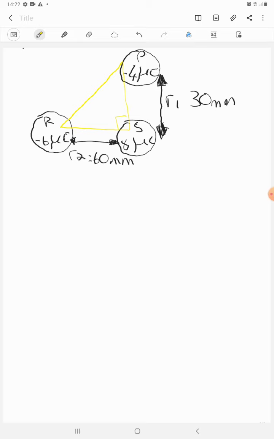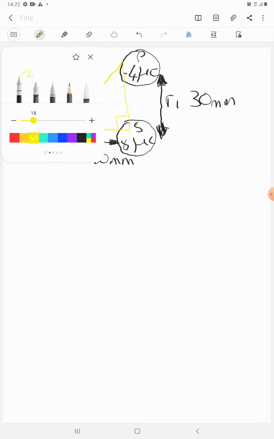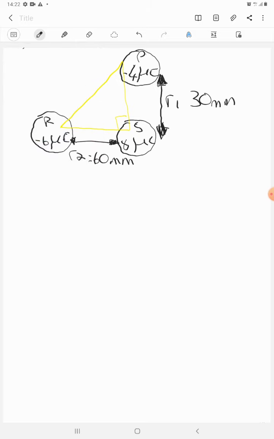Now they're going to ask us to calculate the force on S. Determine the electrostatic force on S, given all of these values over here. Because we've got the right angle, and Pythagoras only works with right angle triangles, we are going to be following Pythagoras. We're going to do the same thing that we have done before in terms of calculating which way is positive, which way is negative.